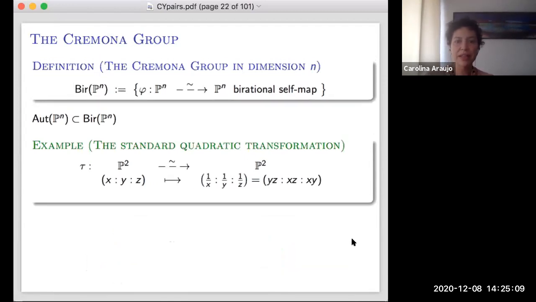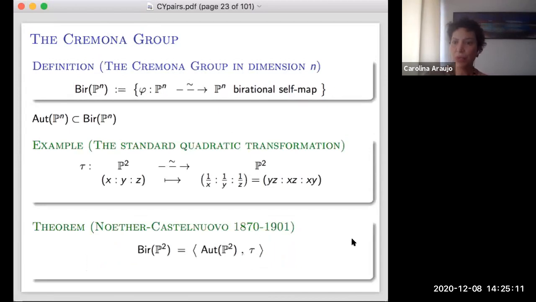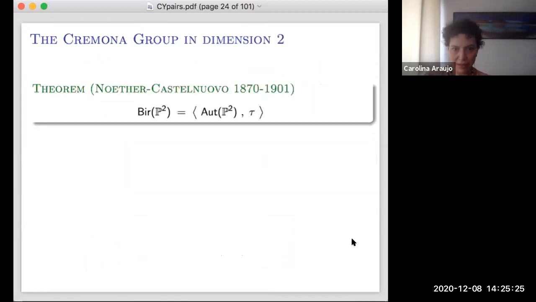So, it's a classical theorem by Noether-Castelnuovo that in fact the Cremona group in dimension two can be generated by the automorphisms of P2 and this quadratic transformation. And this may naively make you think that you can understand this group easily, but actually the structure of this group has been much investigated, and only recently we have learned some very basic answers to very basic questions about this group.